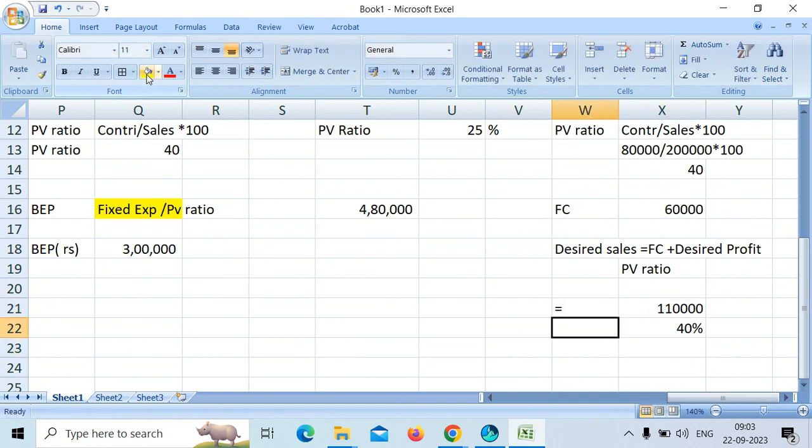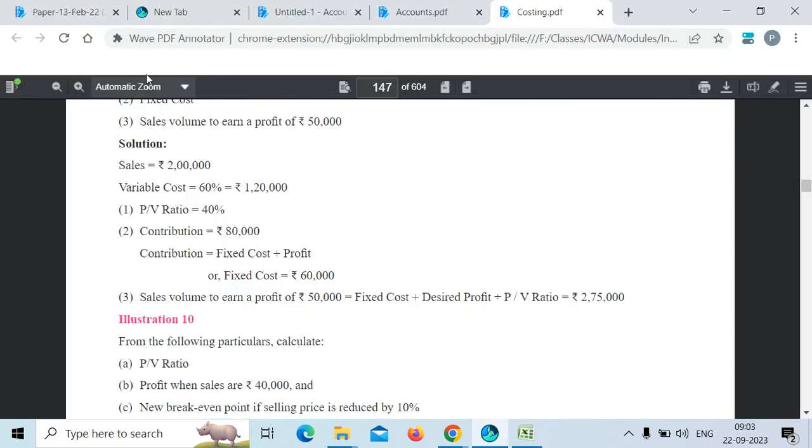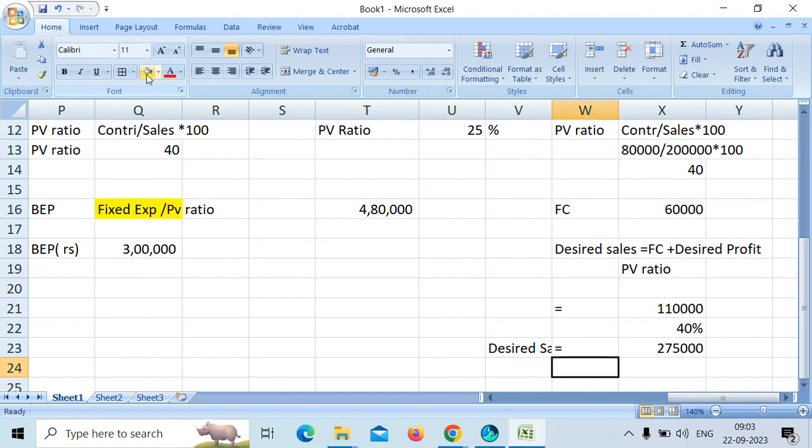10,000. Okay, so if I solve this, what answer will I get? 1 lakh 10,000 divided by 40%, I'll get 2 lakh 75,000 as desired sales. 2 lakh 75,000, correct. You can complete this sum.